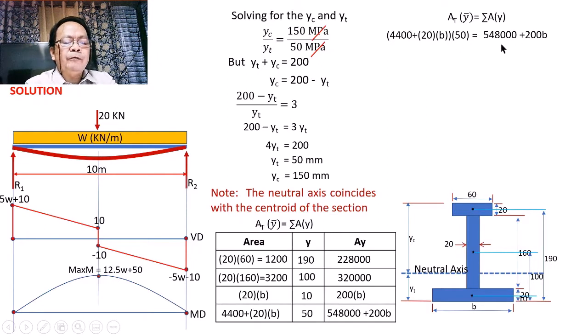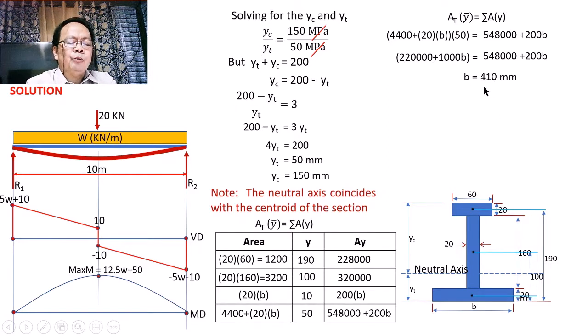So we can now simplify here because we have here an equation involving b. So we can solve for b, that b is equal to 410.